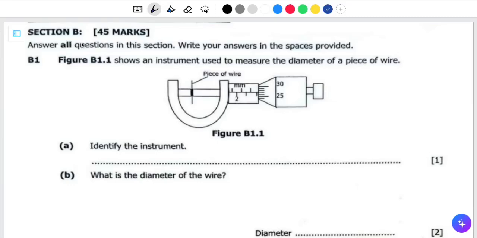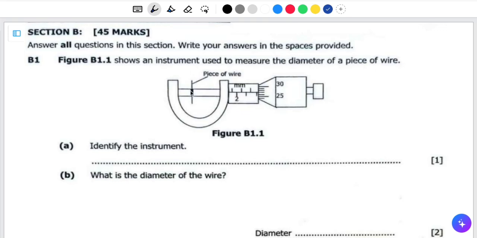Answering section B, only 3 questions from section B. So answer all the questions in this section, write your answers in the space provided. Then question B1, figure B1.1 shows an instrument used to measure the diameter of a piece of wire.